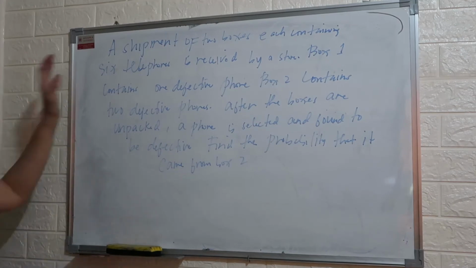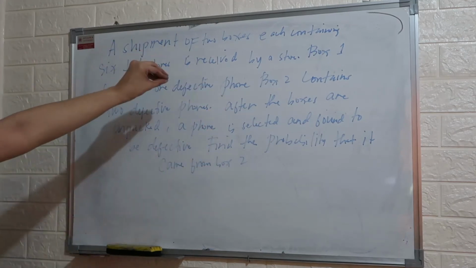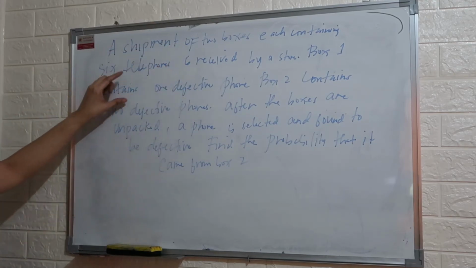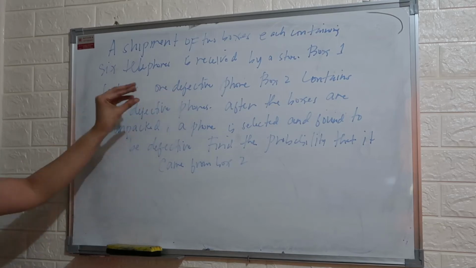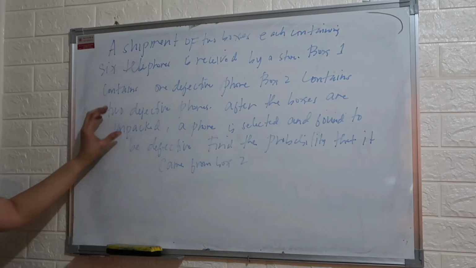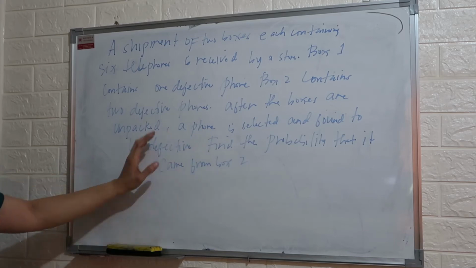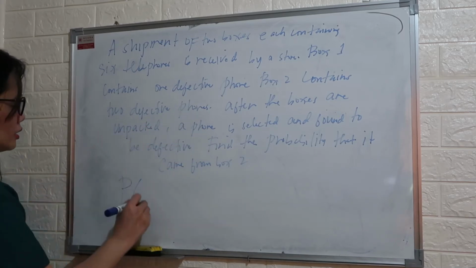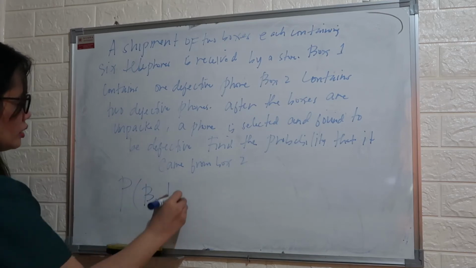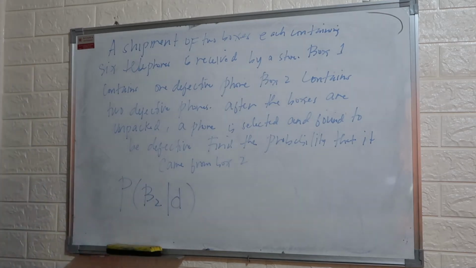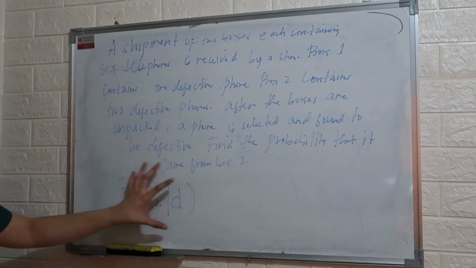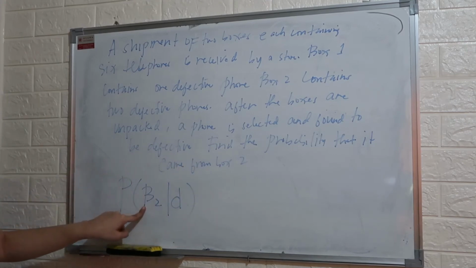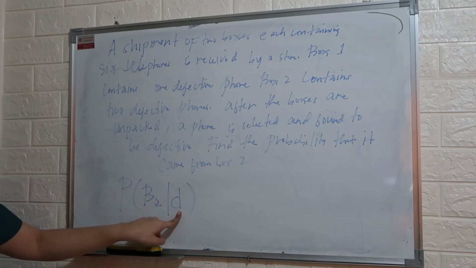So meaning, to visualize the problem, a shipment of 2 boxes, each containing 6 telephones, is received by a store. Box 1 contains 1 defective phone. Box 2 contains 2 defective phones. After the boxes are unpacked, a phone is selected and found to be defective. Find the probability that it came from box 2. So find the probability that it came from box 2 given that the phone is defective. Okay? So that is the problem that we need to solve.